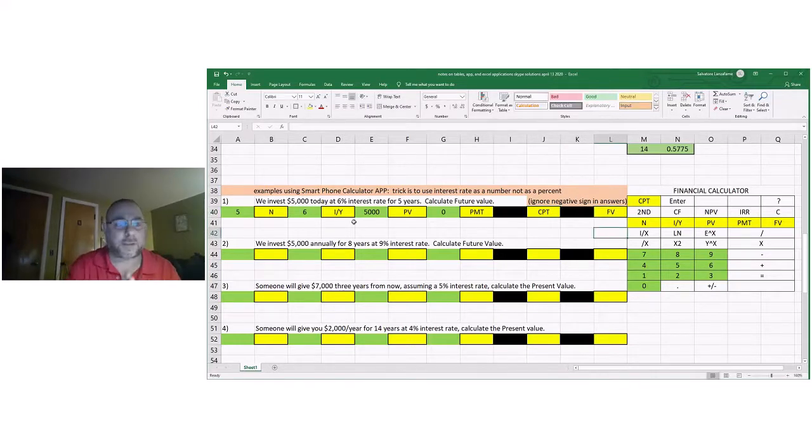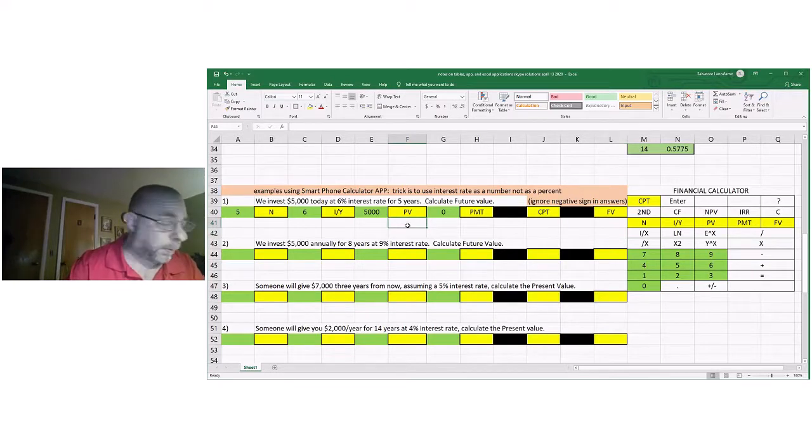So let's start from scratch. You do 5N, 6IY, 5,000 PV, 0 payment, compute FV. So in yellow, I have the keys that are on the financial calculator. In green, the numbers that you press. The little black ones, we don't do anything in front of that. So it's just compute FV.